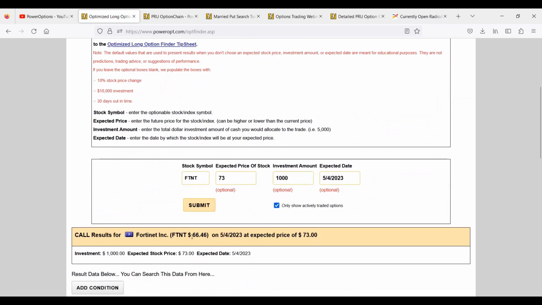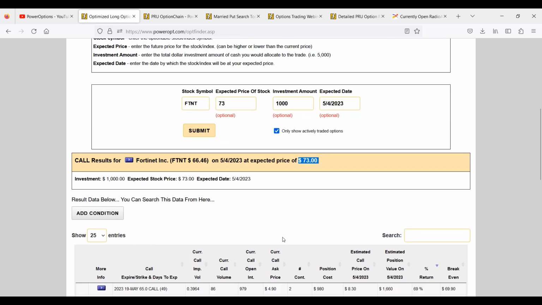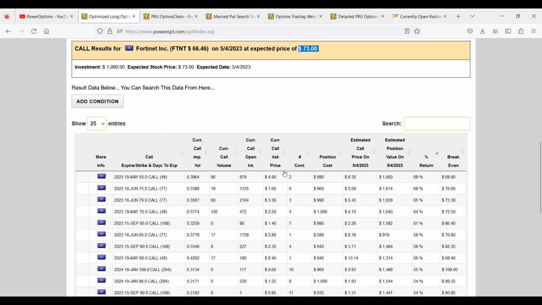And we see here the stock's currently at 66.46, so about a 10% increase, stock at 73. And below, what this tool did in that instant is it went out, it looked at every available option on the chain, did the Black-Scholes calculation for each and every one of those options, how many contracts we could buy with our investment, what it would theoretically be worth on our target date, and sorting it by the highest percent return on the position.